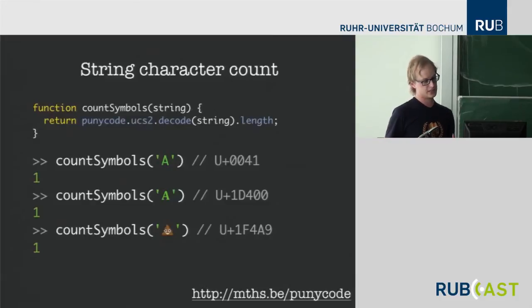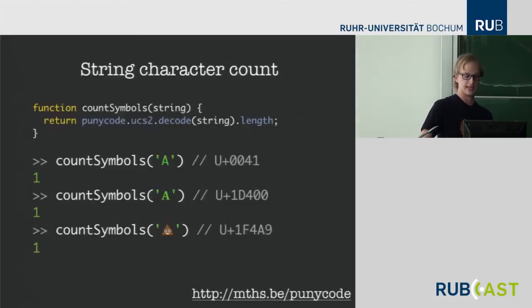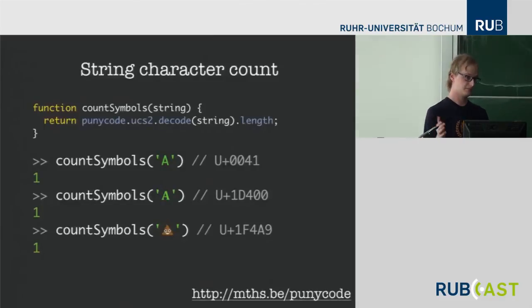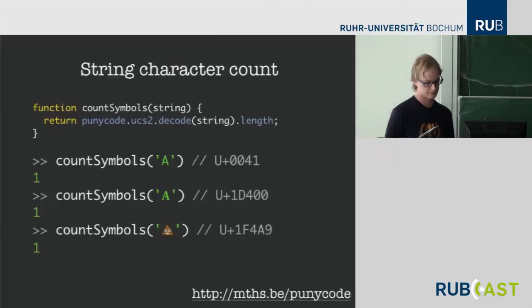So what you could do is pass a string to the Unicode UCS2 decode method, and that would turn the string into an array of code points. The resulting array would only have a single item for each code point in a string. So it would actually take care of these surrogate pairs for you. So if you then get the length of the resulting array, you get a more accurate result.